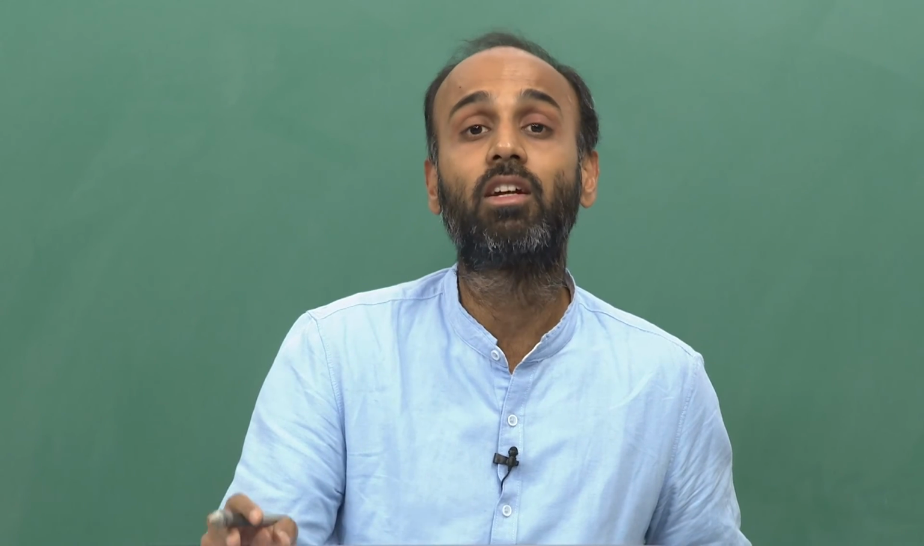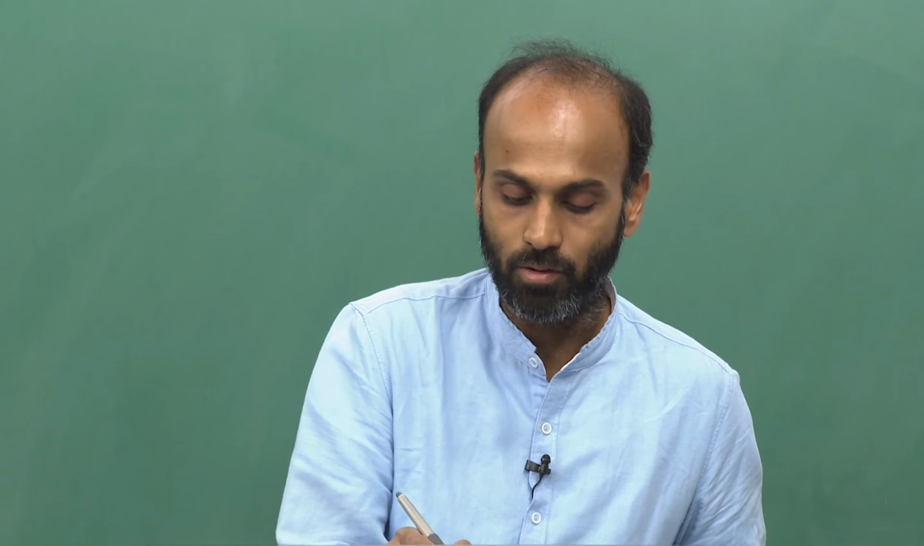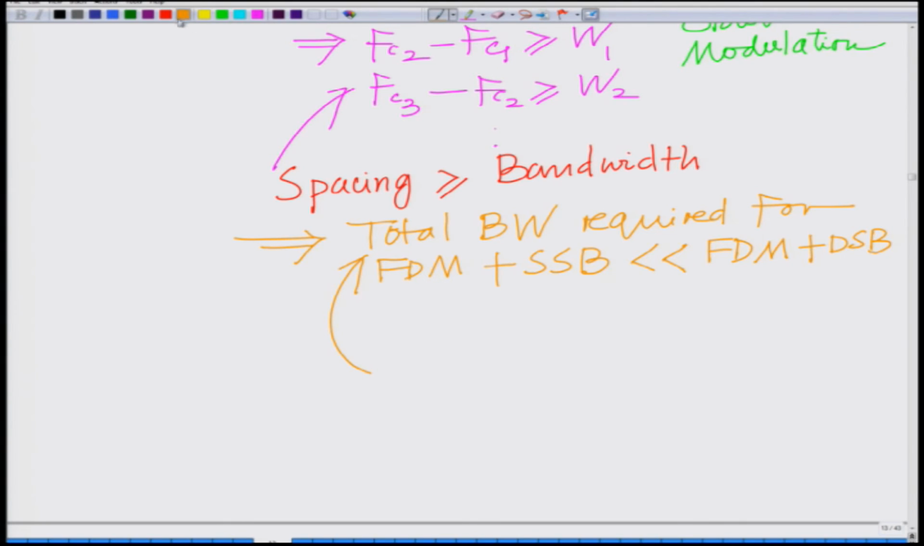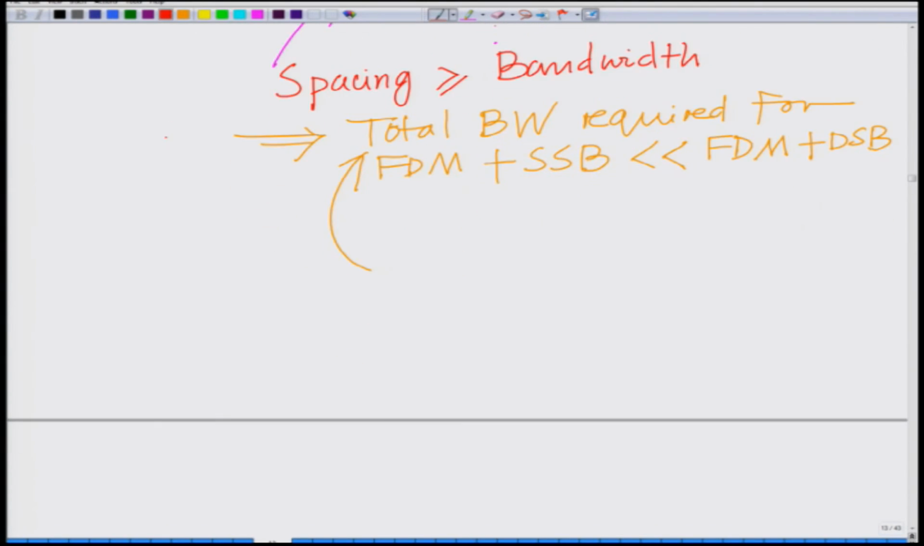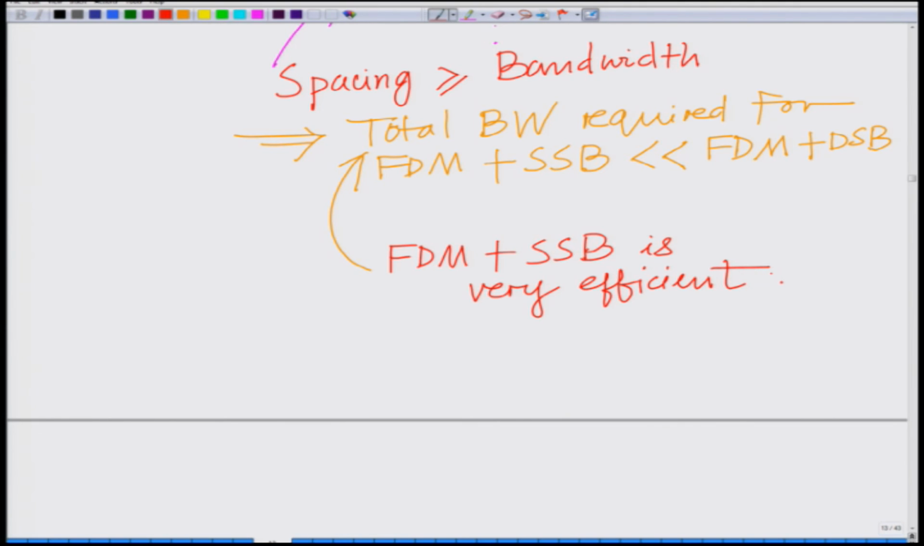Therefore, FDM plus SSB is much more efficient in comparison to frequency division multiplexing with DSB, double sideband. So FDM plus SSB is very efficient.